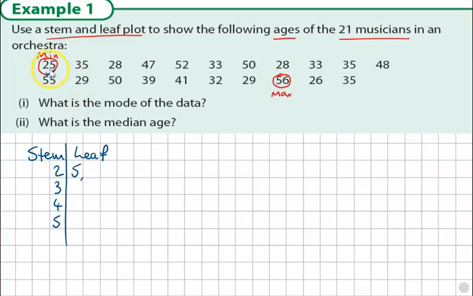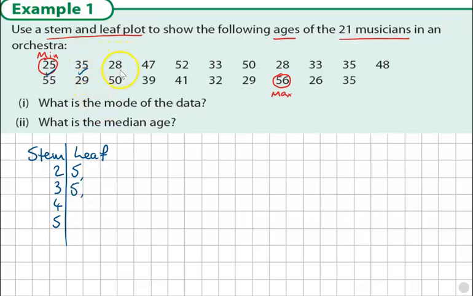So 25, we're going to put a 5 to the right of the 2. So that 5 there represents 25, and a comma. And we're going to tick off the 25 on our list. Next we have 35. So we're going to put a 5 to the right of the 3 with a comma. So that 5 there represents 35. And we tick off the 35.